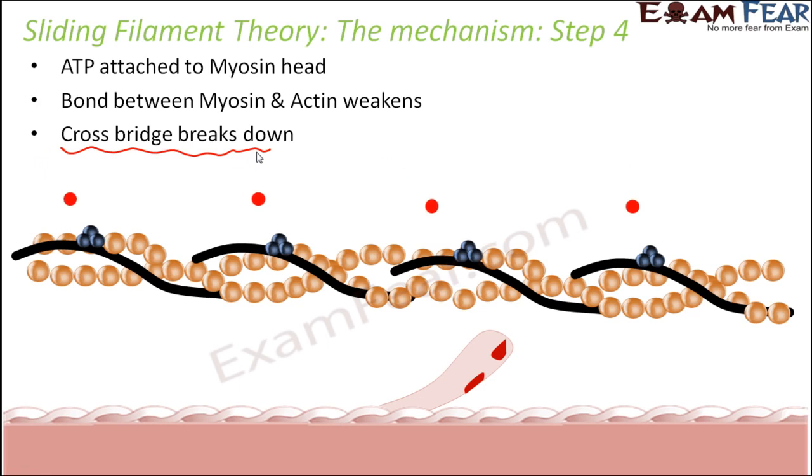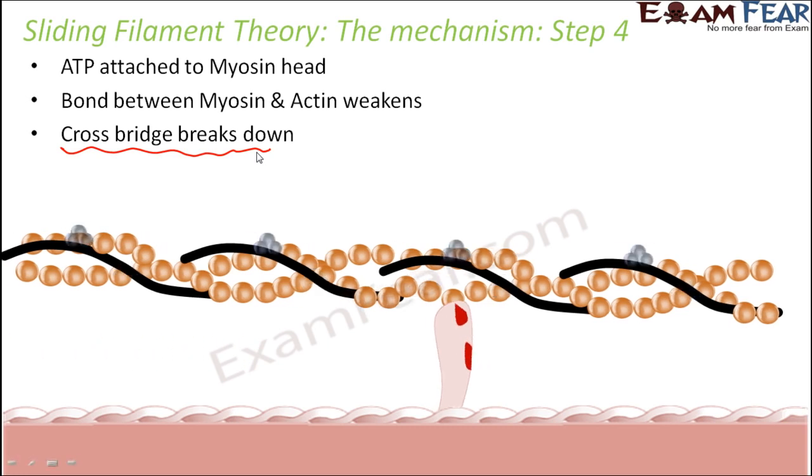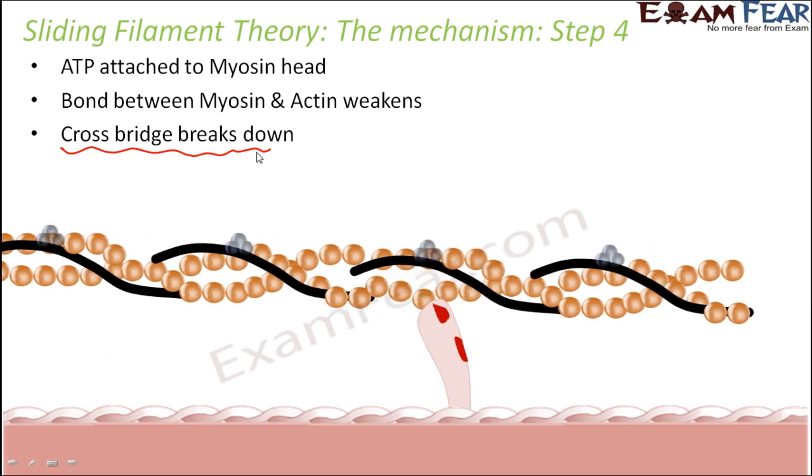So calcium ions came, combined with troponin. Troponin structure changed, the active binding site on actin unmasked. Myosin got activated when ATP came in and ATP got hydrolyzed, and a lot of energy was released. Myosin activated, as a result cross bridge formation took place, inorganic phosphate was released. After that the ADP was also released and the myosin head pivoted, which resulted in sliding of the actin filament.